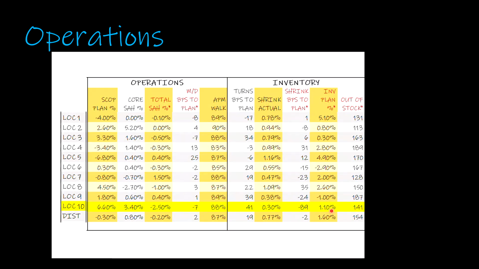Inventory, they're a little bit over inventory here. You can see at 1.1%. However, that's considerably lower than location 1. It's considerably lower than location 5. It's about half of where locations 7 and 8 are at, and it is lower than the district average. So even though they're above their plan here, which is not great performance, when we look at those reference points and compare them, that's not bad. And then we look at their total out of stocks. They had 141. We're looking for a low number here, and that's a little bit lower than the district average.